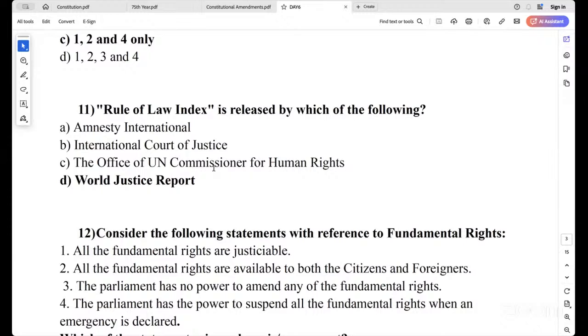Within South Asia, India ranked 3rd. First, Nepal is in 69, Sri Lanka is 75th, and the 3rd place is to India. Okay? Clear?